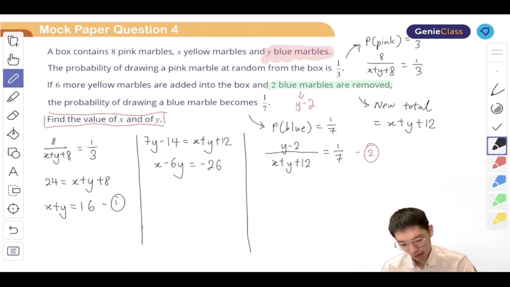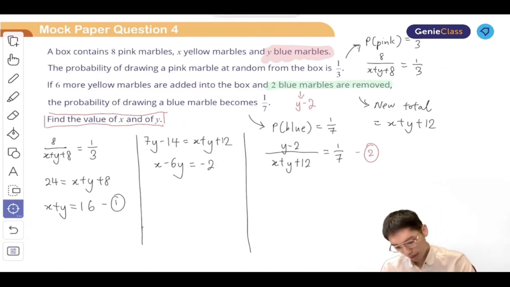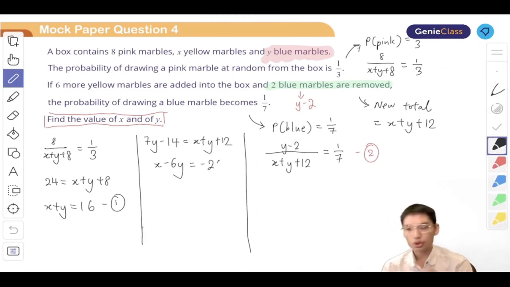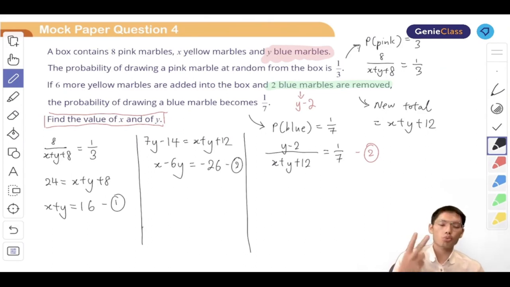So how did I get this? 7y goes to the right. Sorry for that. 7y goes to the right, 12 goes to the left. Rearranging, I'm getting this solution. So from here, you realize for simultaneous equations, you can use methods 1 or 2.